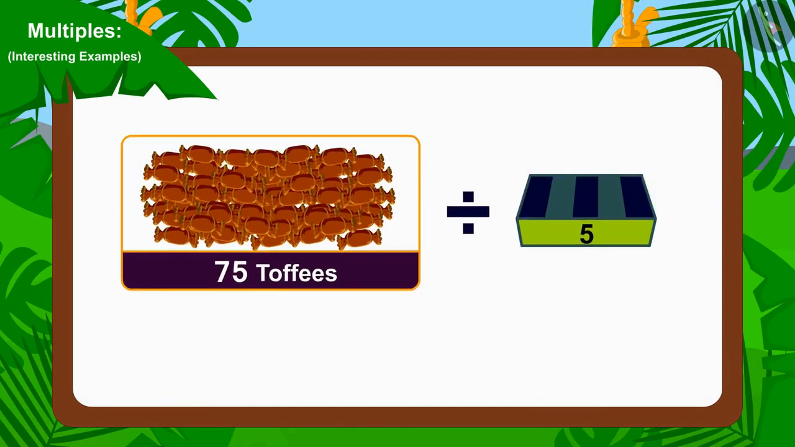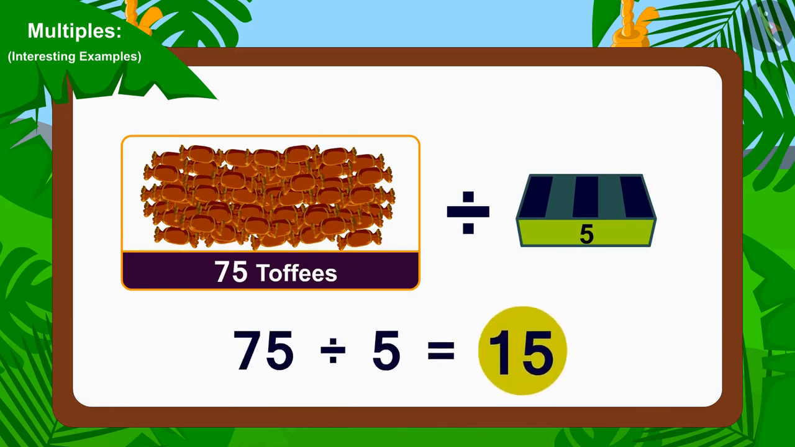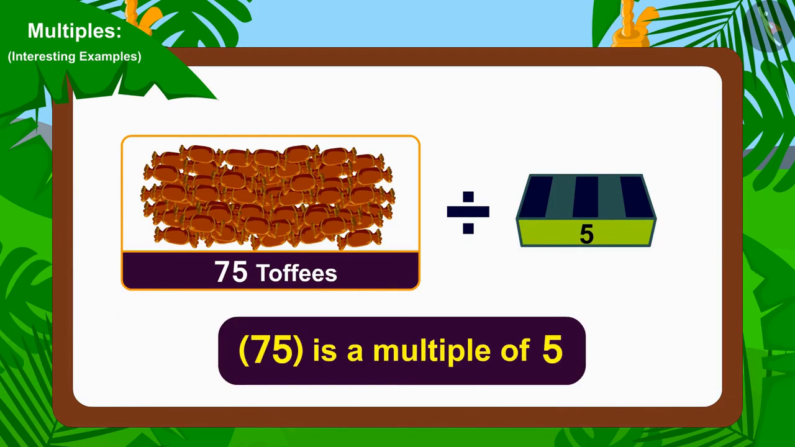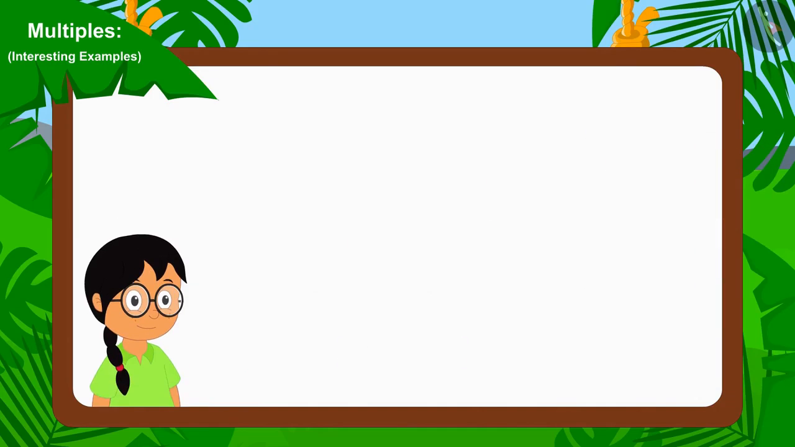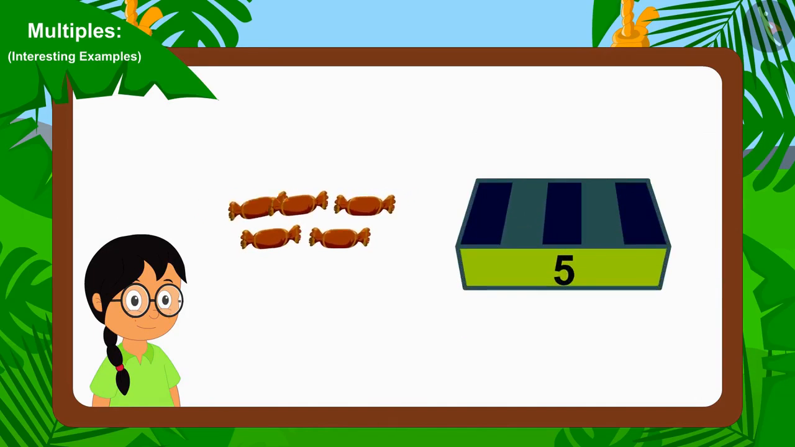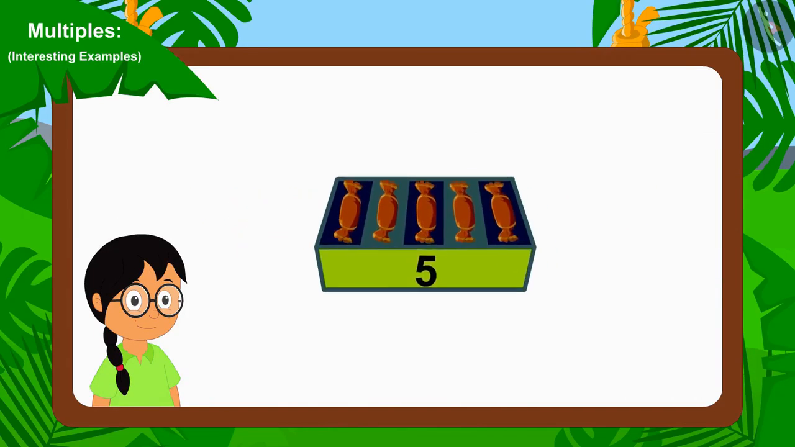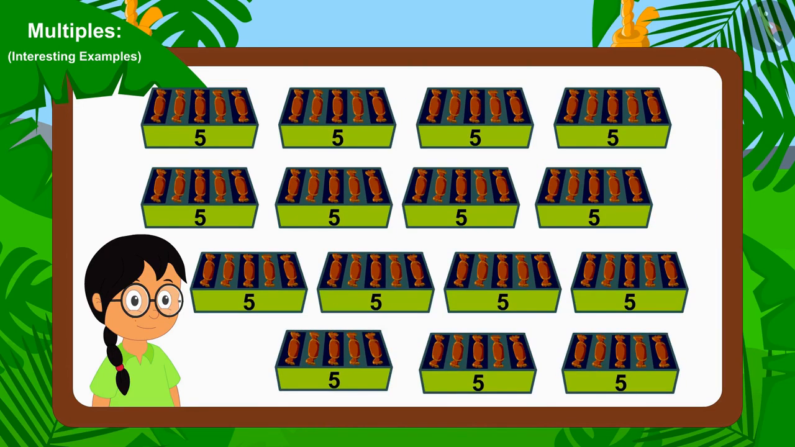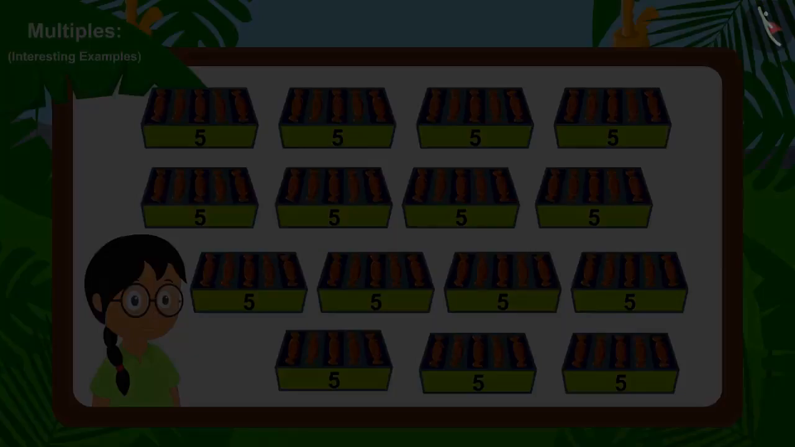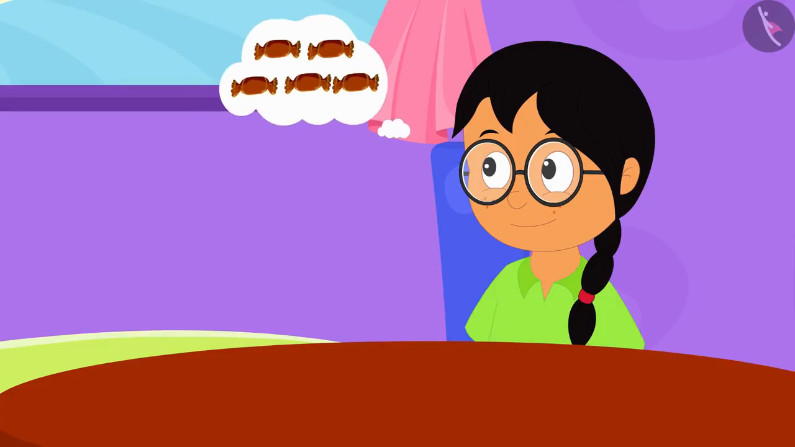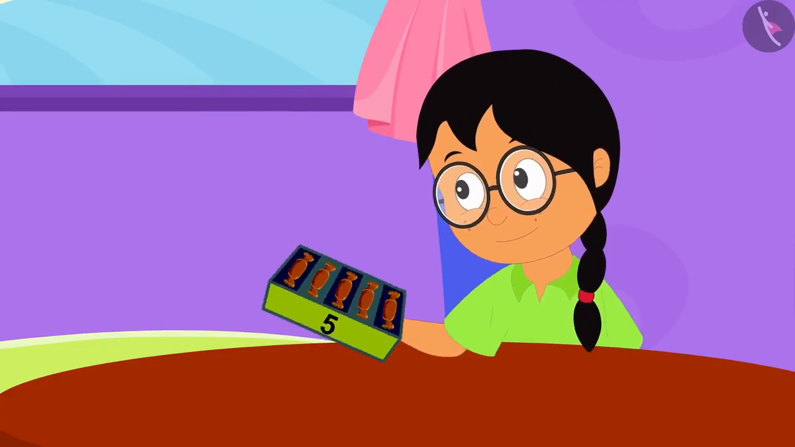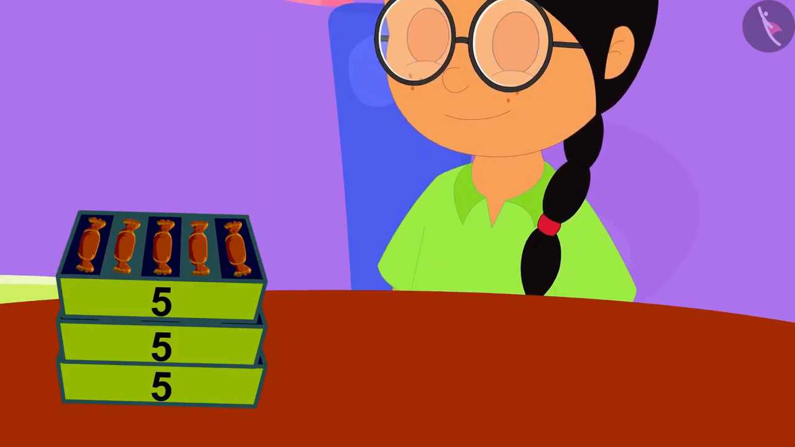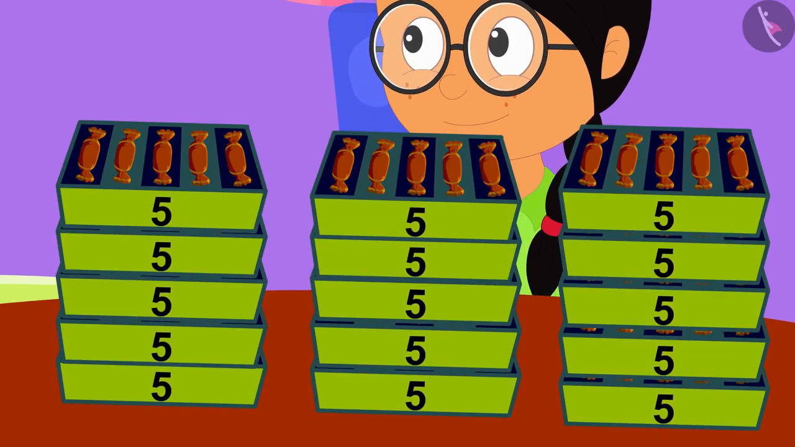Children, you have found the answer absolutely correctly. We can divide 75 by 5. In other words, 75 is a multiple of 5. Therefore, by forming a group of 5 toffees, Meenu can divide these toffees equally among her friends. With the help of your answer, Meenu made 15 groups of chocolate candies and filled 15 boxes.